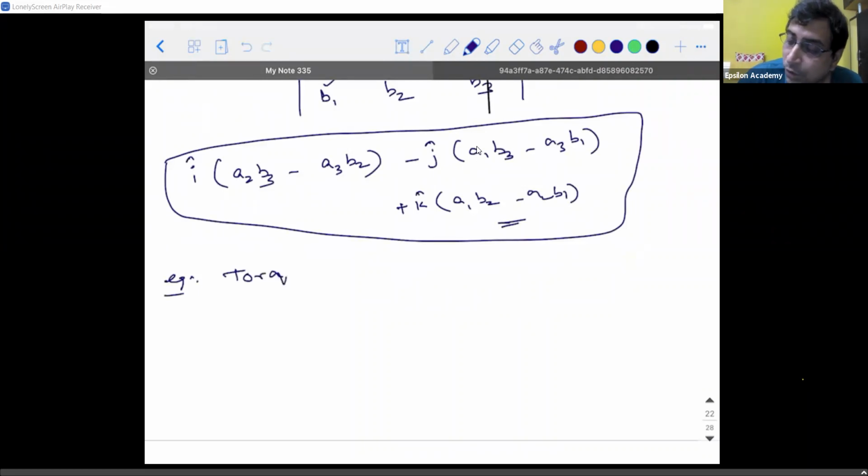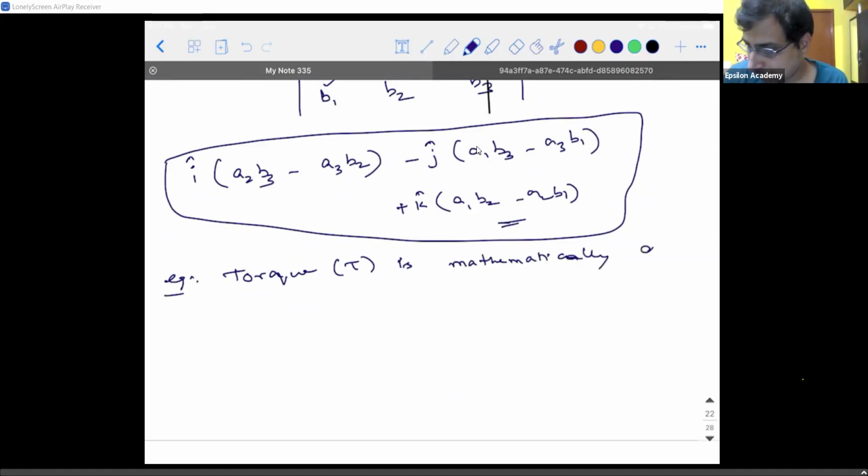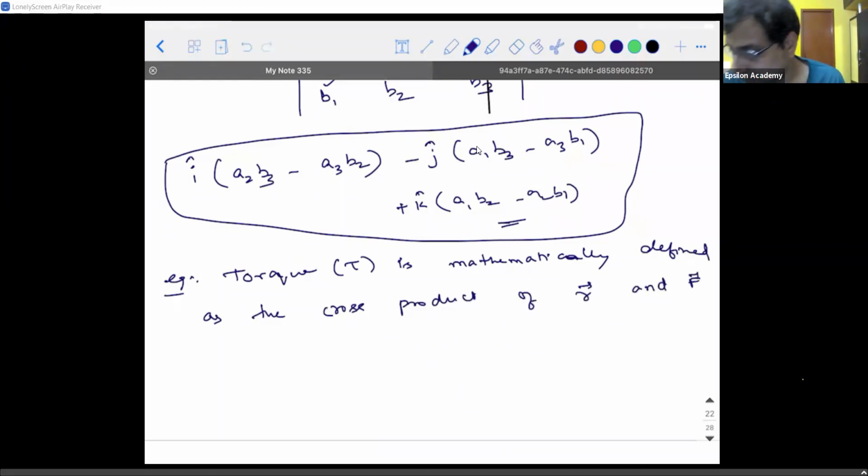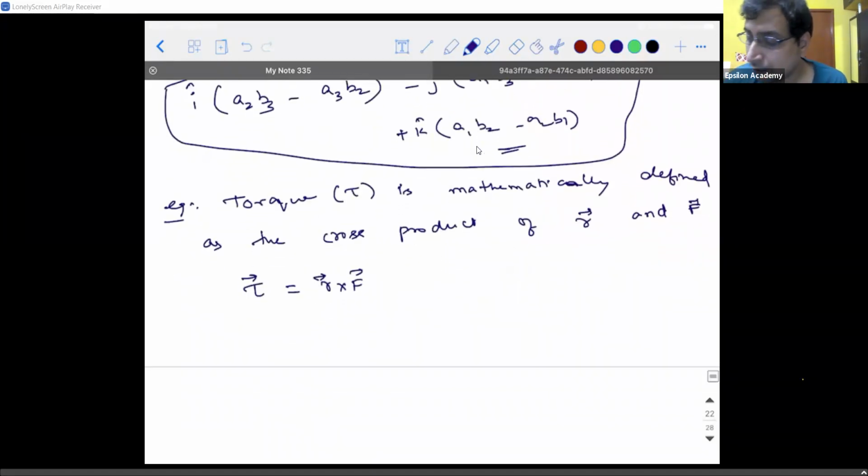There is a physical quantity called torque. Torque is generally represented by the symbol T. Torque is mathematically defined as the cross product of R vector and F vector. That is, torque vector is equal to R vector cross F vector. If R vector is equal to I cap minus J cap minus K cap, F vector is equal to minus I cap plus J cap plus K cap.